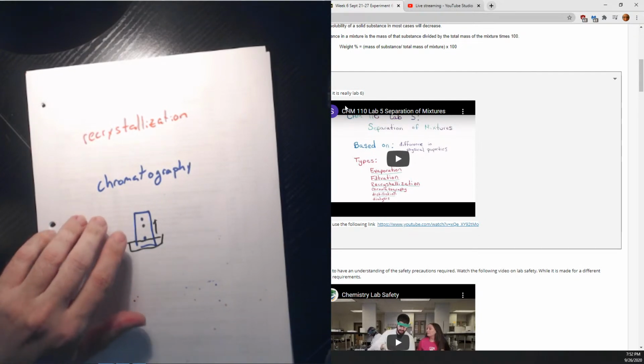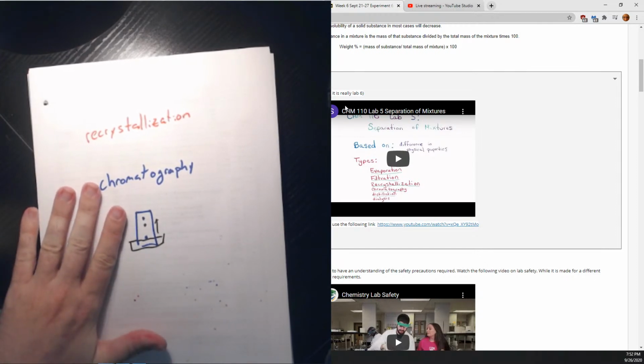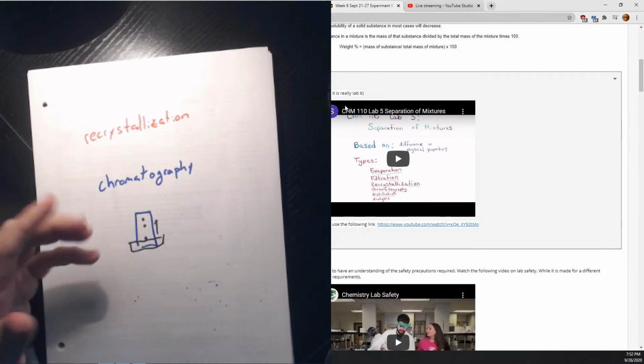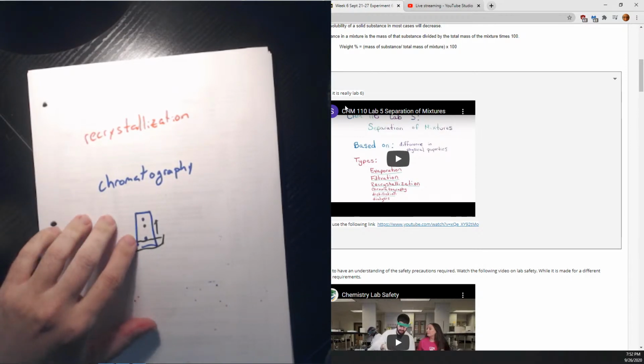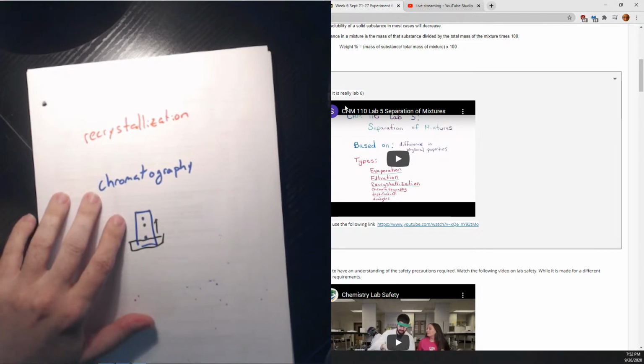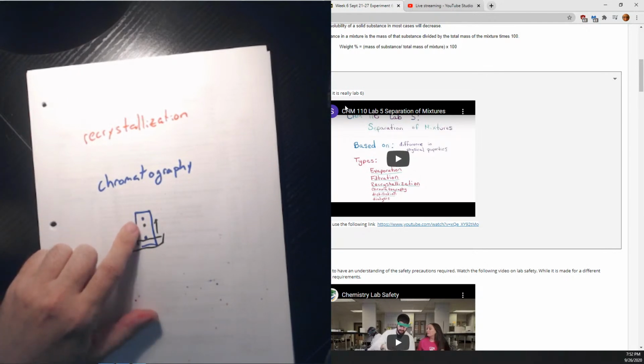So one of the ways you can use this is just to analyze the purity of your substance. Do you have multiple things in there? If so, you'll get multiple dots. Another way we can use chromatography, though, is to actually physically separate those substances, if you have a way of getting the dot back off the page, then you could use this.